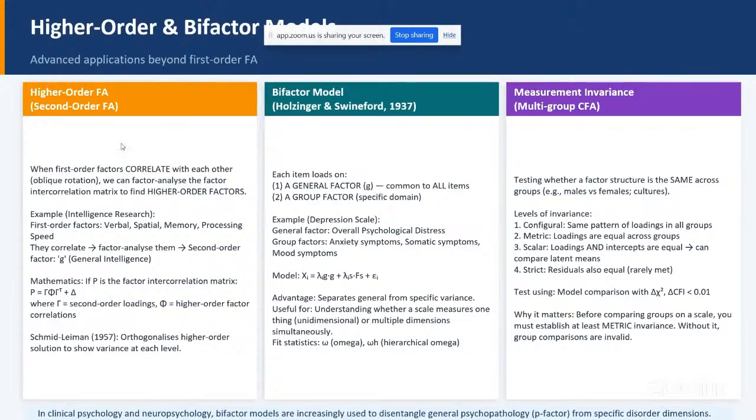higher order factor analysis. Then bifactor, when we have a general factor that is common to all items and a group factor that is for a specific domain. For example, we have a depression scale. Then the general factor is overall psychological distress. The group factors are anxiety symptoms, somatic symptoms, and mood symptoms. This is the main factor, and these are the sub-factors.